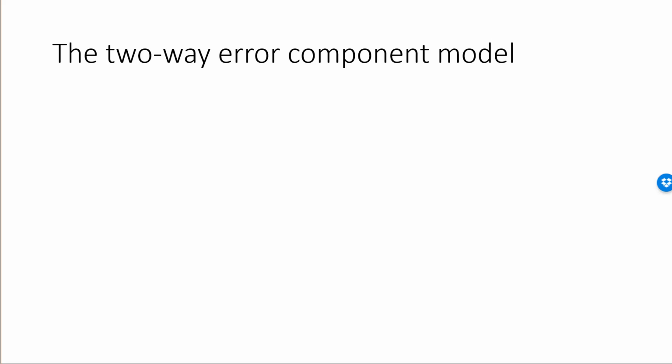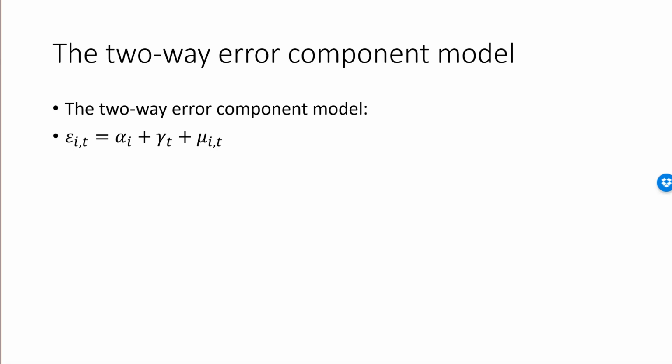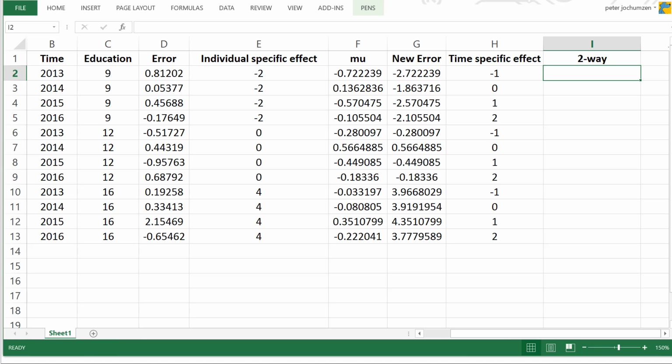So the final error component model consists of combining these two. I can actually create an error term where the error affecting individual i at time t is the sum of an individual specific effect, a time specific effect, plus an error term that's specific to the individual at time point t. So this would be a two-way error component model. It's the individual specific effect plus the time specific effect plus the mu error term.